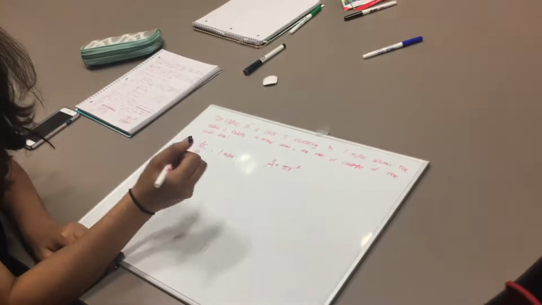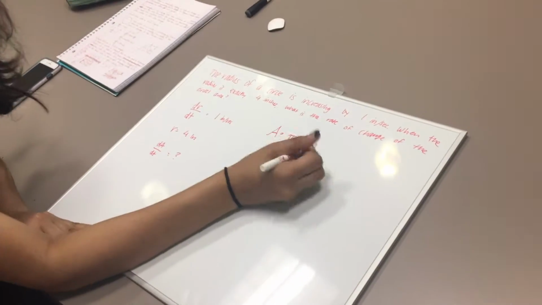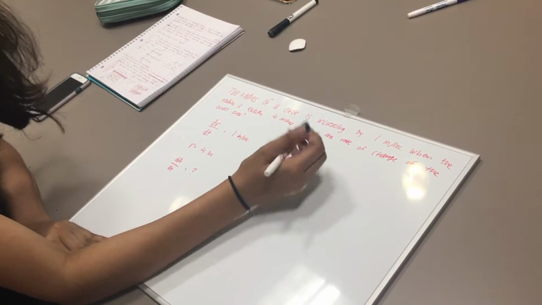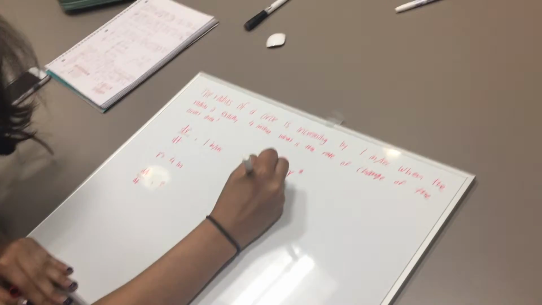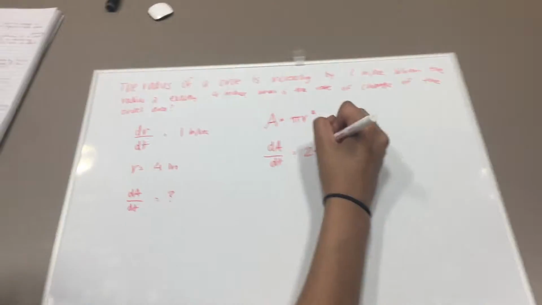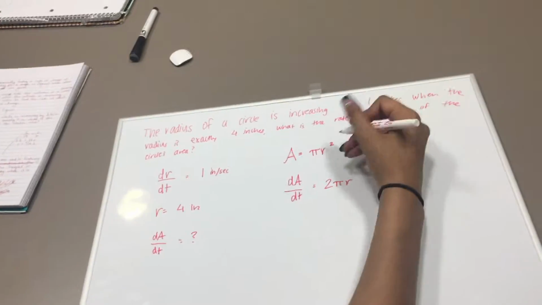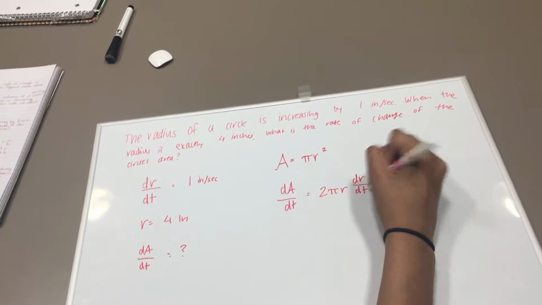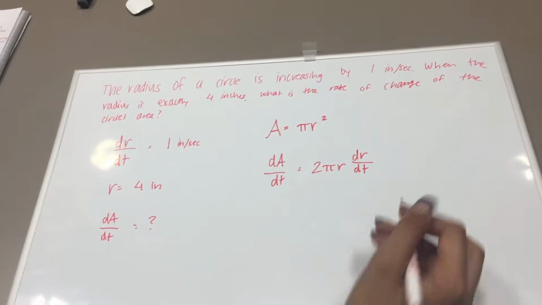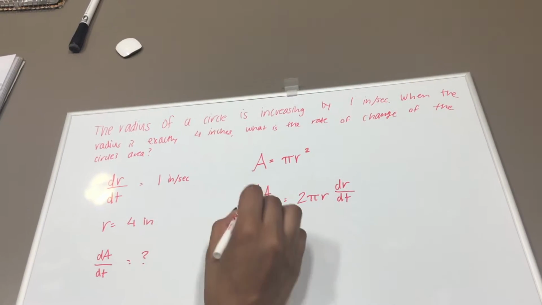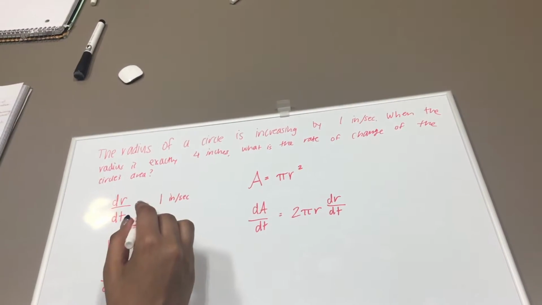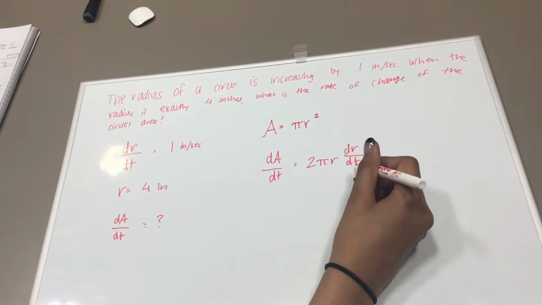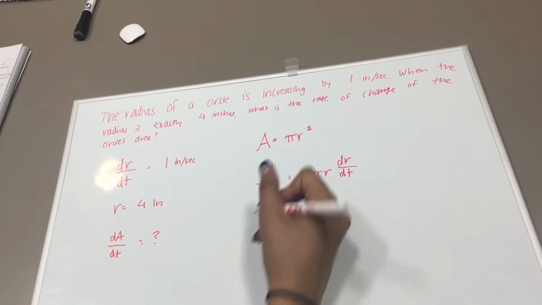We're trying to find dA dt. So what we can do is we can find the derivative of our area equation of the circle. So it's going to be dA dt equals, you're going to find the derivative, so you're going to take the power rule, do 2 pi r, and then you're going to make sure to also take the derivative of r, which is again in respect to t, so it's going to be dr dt. So now we have this equation for dA dt. We have a value for dr dt, so we can plug that into that, and we have a value for r, so we can plug that into that.